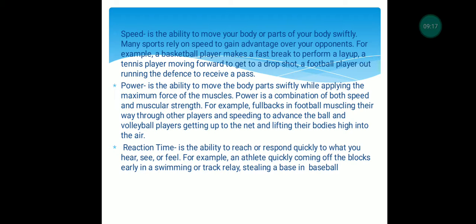One good example also is when doing a push-up exercise. How many push-ups can you do within just a given time? For example, you are given only 3 minutes. So how many push-ups can you do within 3 minutes? So that is reaction time. How your body reacts within a given time.